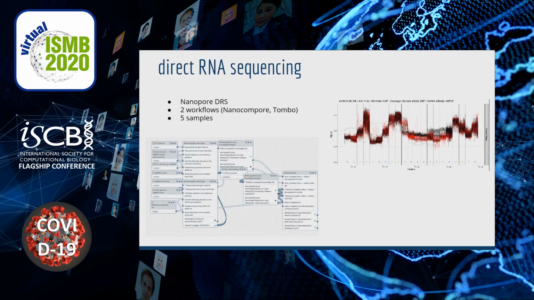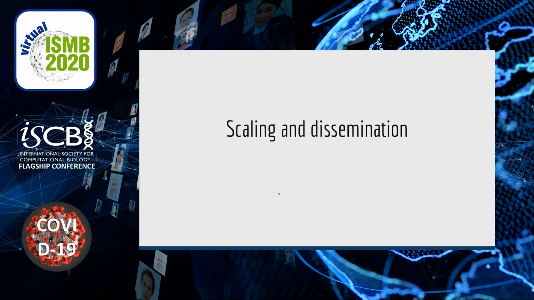Another project which we are currently working on is the direct RNA sequencing workflow. There are only a handful of samples currently available worldwide, but I think understanding the epigenetics of the virus, and especially, for example, RNA modifications, is at least scientifically interesting. So we created two workflows. One is based on Nanocompore, and the other is based on Tombo.